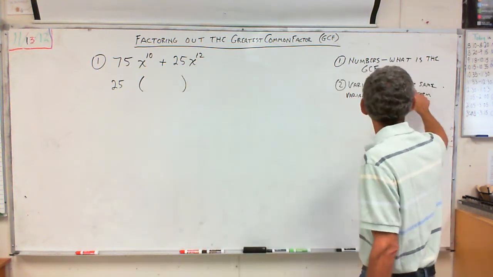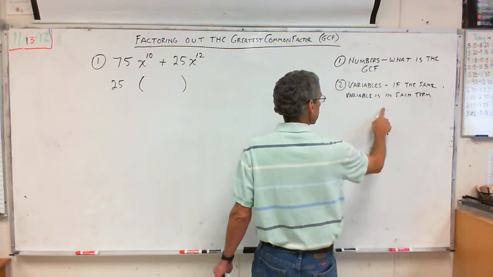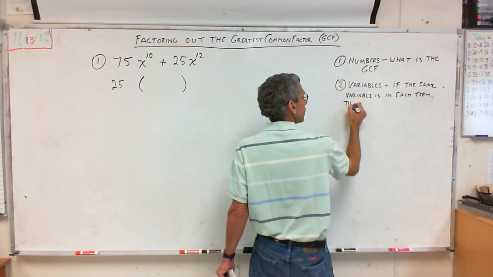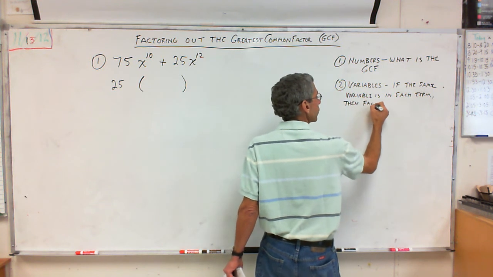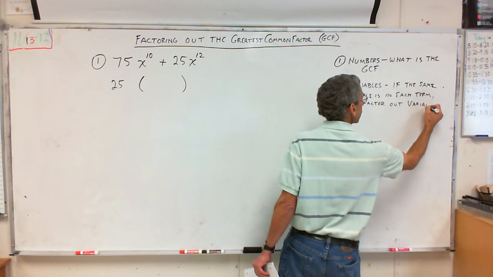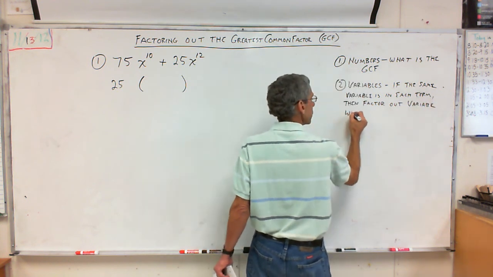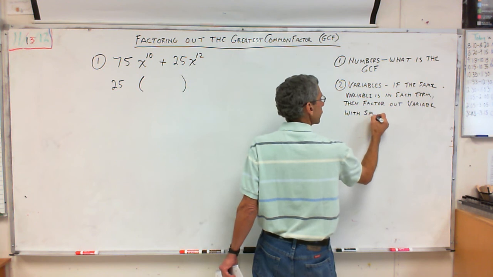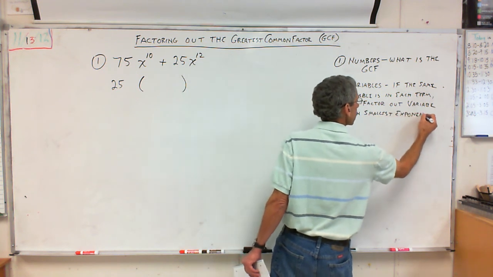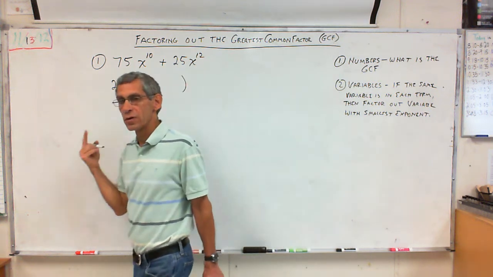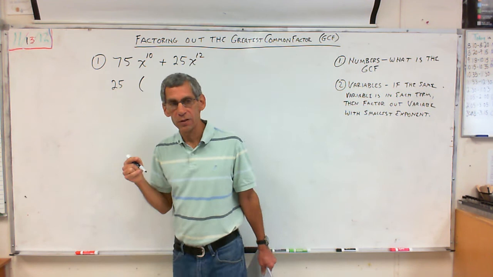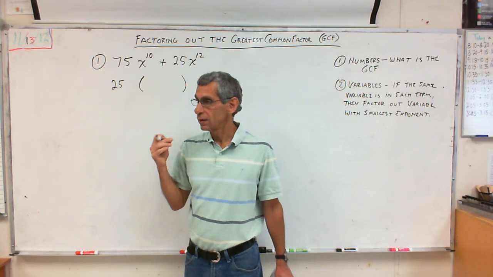Variables: if the same variable is in each term, then factor out the variable with the smallest exponent. Variables are actually easier than the numbers when you're doing factoring. It's hard for people to quite grasp that at first usually, but once you get it, it's so easy.